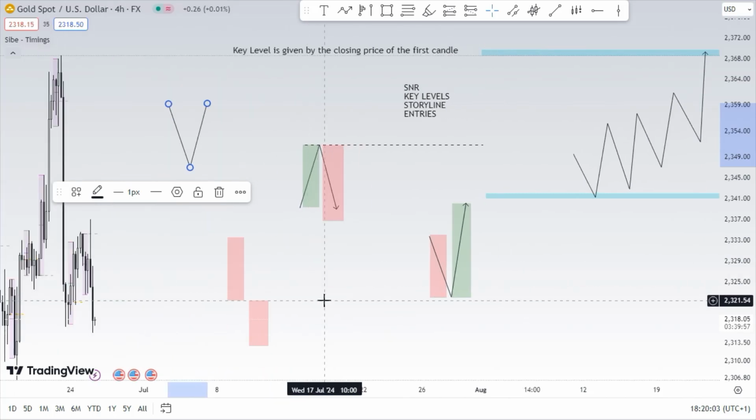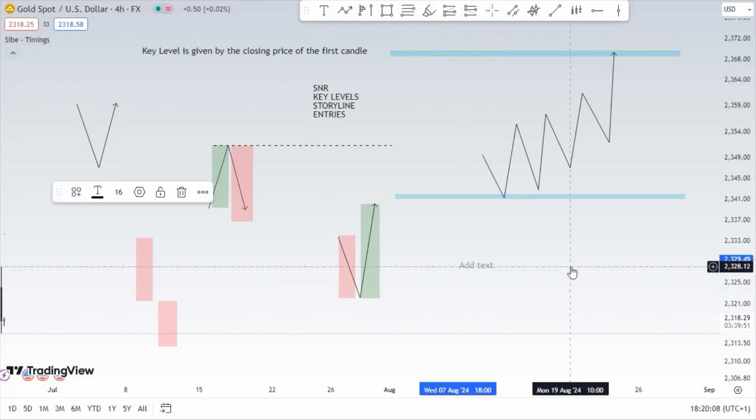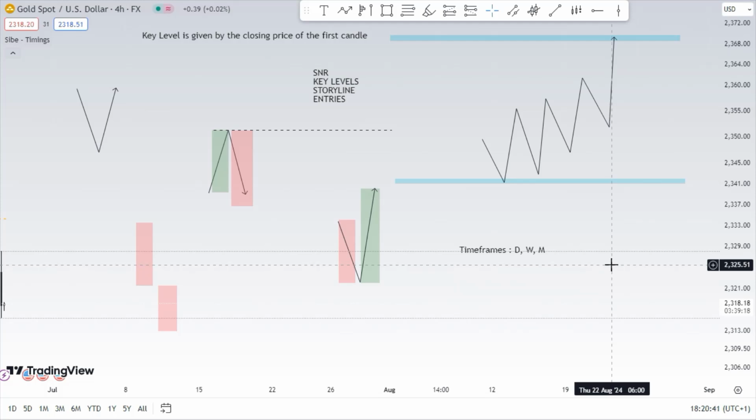When we're talking about key levels for SNR, this particular trading strategy, key levels are going to be found on the daily. That's the key levels you want to use for your storyline. They're going to be found on the daily, weekly, and then the monthly time frames. So these are the time frames that you want to use for your SNR trading strategy: daily, weekly, and then the monthly time frame.